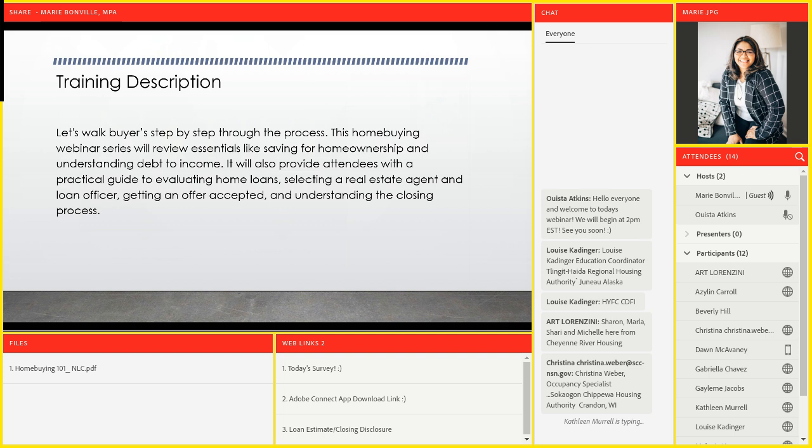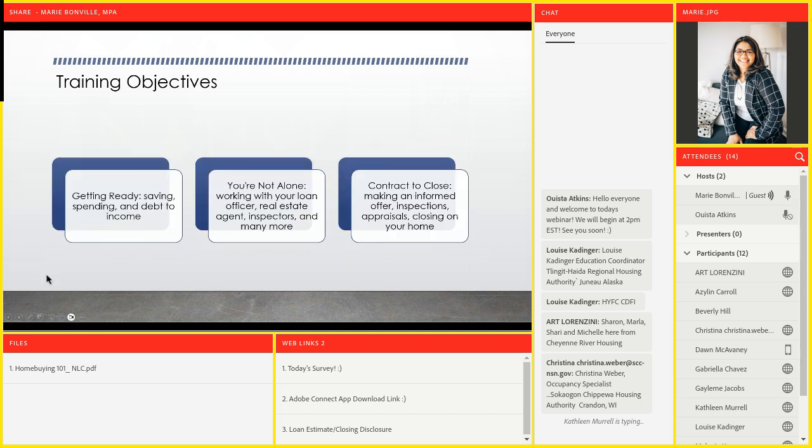Also selecting, right? If you're off reservation, then you're selecting a real estate agent, your loan officer, there's inspectors and appraisers, there's all these people in the process. So it's really important that we give them a good jump towards getting ready, essentially. So saving, spending, debt to income.